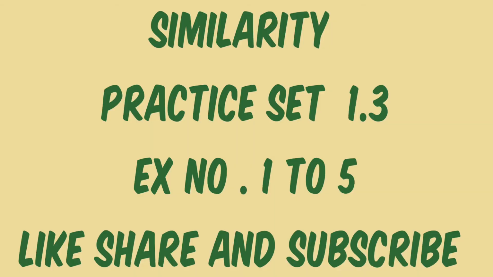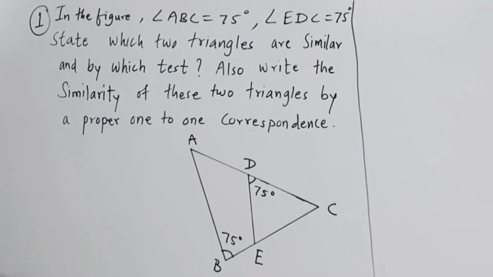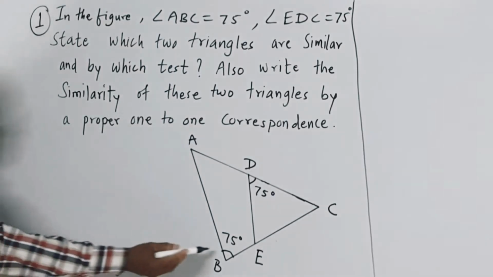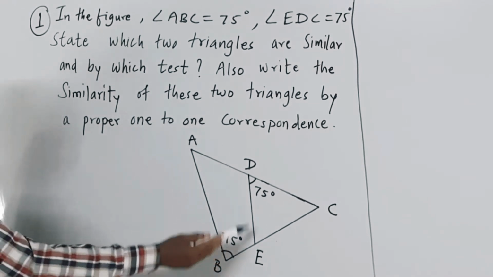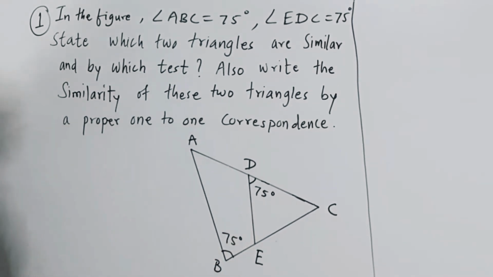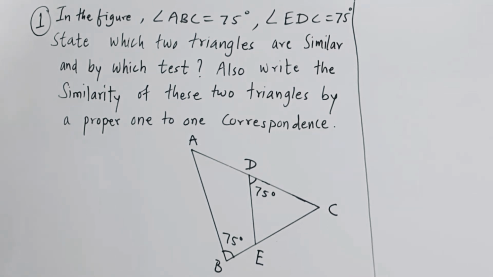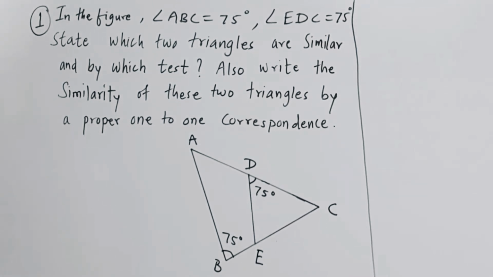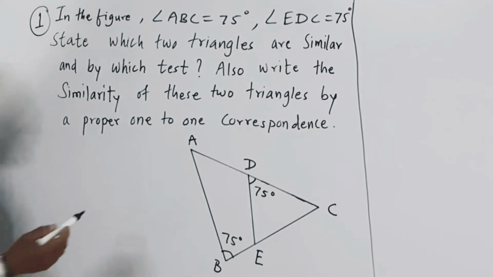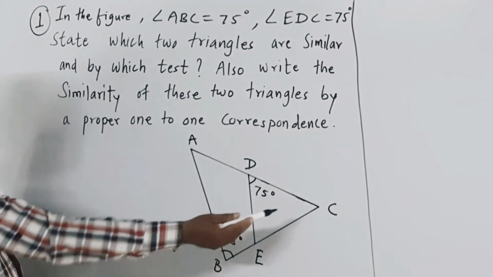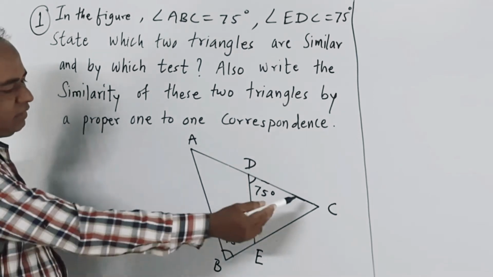Assalamu alaikum warahmatullahi wabarakatuh. Dear students, in this video we will solve examples number 1 to 5 of practice set 1.3, which are based on the definition of similar triangles and tests of similar triangles from the chapter Similarity. First example: in the given figure, angle ABC is 75 degrees, angle EDC is also 75 degrees. State which two triangles are similar and by which test. Also write the similarity of these two triangles by a proper one-to-one correspondence. So here let us consider triangle ABC and triangle EDC.